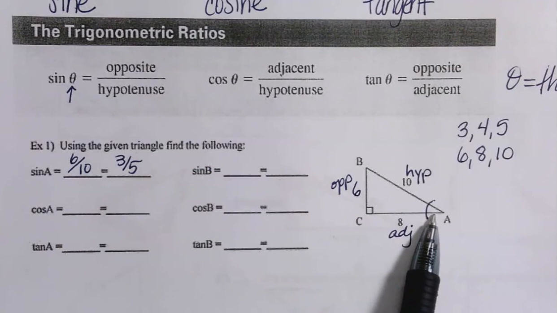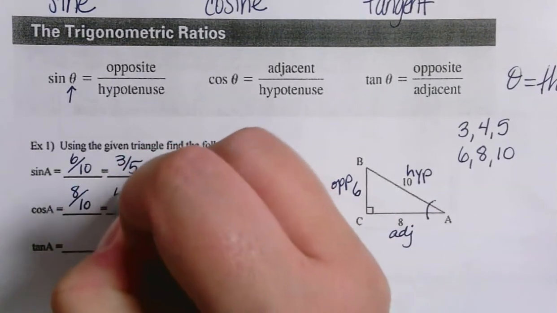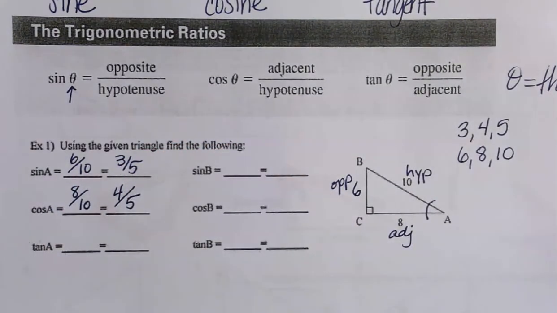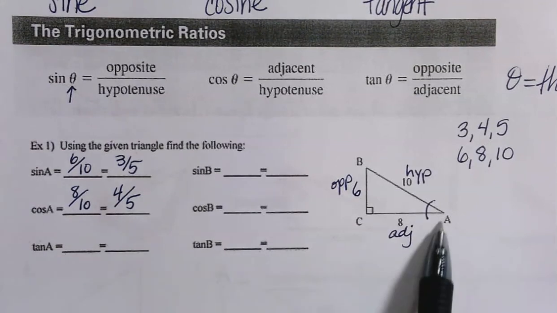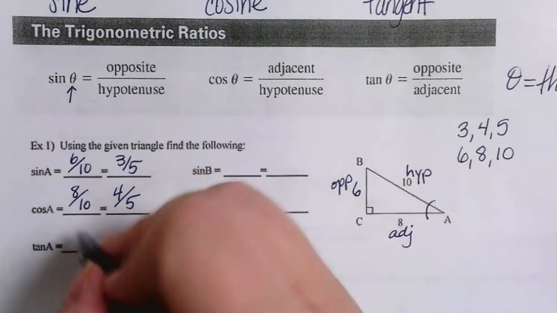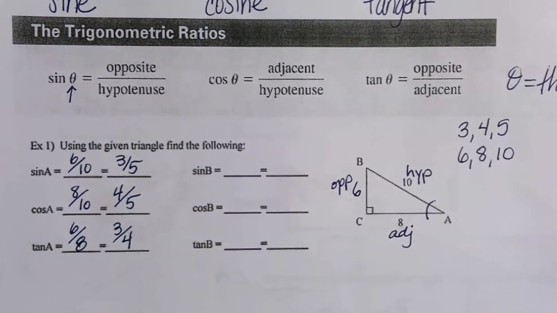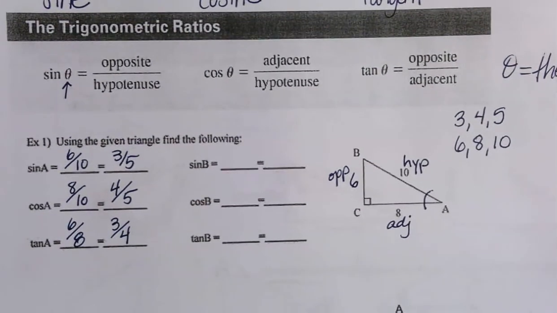Cosine of angle A, adjacent over hypotenuse. So that would be 8 over 10, and then I reduce. Tangent of angle A, opposite over adjacent, so 6 over 8, and then I reduce. Okay? Next up, we're looking at everything from the perspective of the other angle. So now we're going to do everything from angle B.